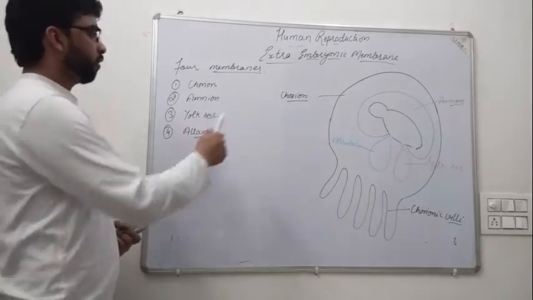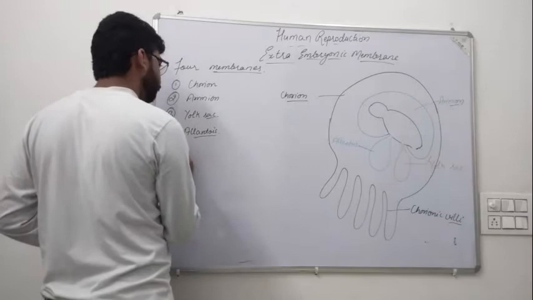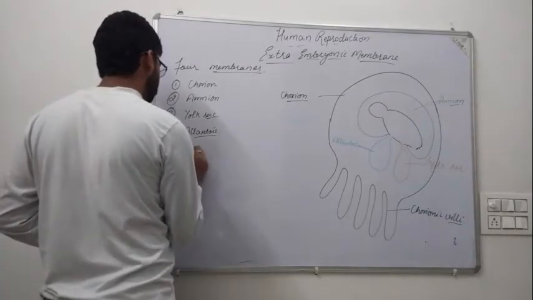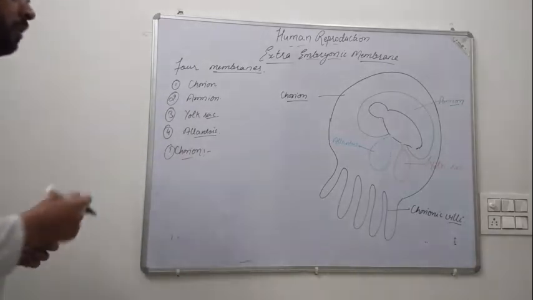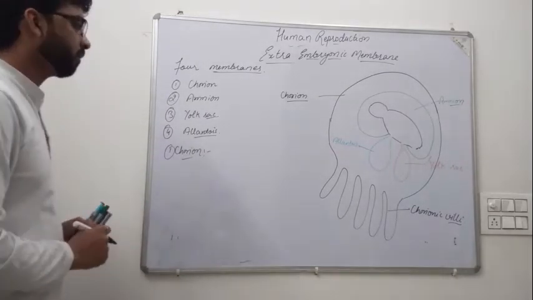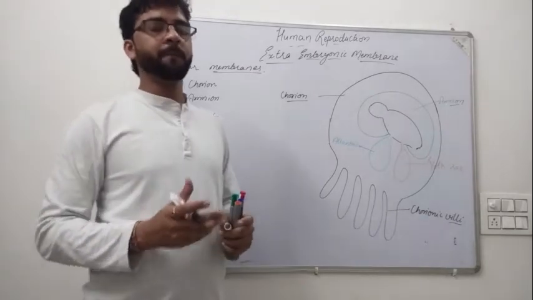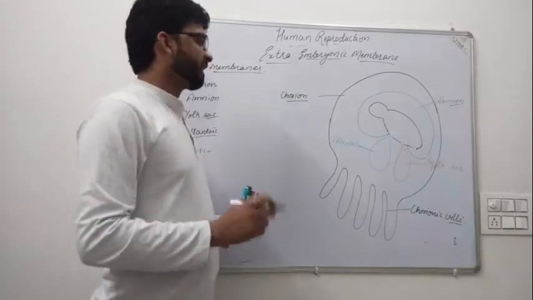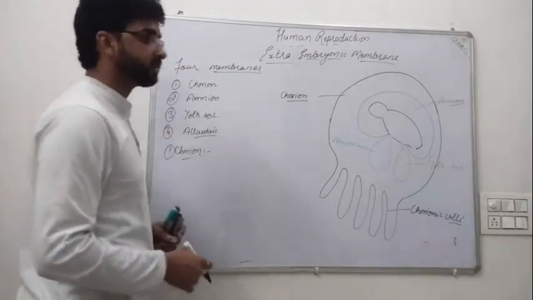First of all, we are going to talk about chorion. Here chorion acts as a respiratory organ. As we know, all functions in the human body are carried out by the placenta, but except for these, it is less developed in a human case, but in other organisms it is well developed.